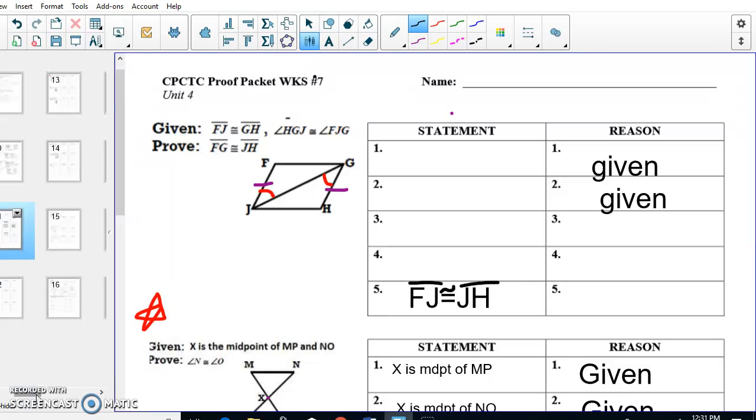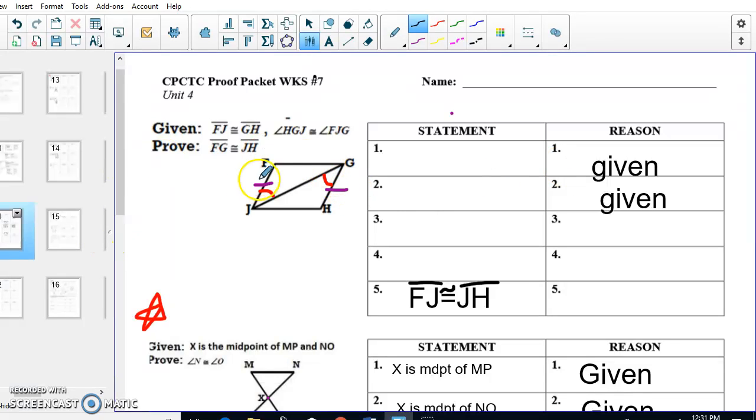Remember, the first thing that you want to do when you go through these is label your given information. I also always put what my goal is at the end of my proof. So I'm putting my given information on my picture, and then I'm writing that down as my first, two, or even three sometimes, reasons. This gets you going on the problem, and it gets you to start seeing things.